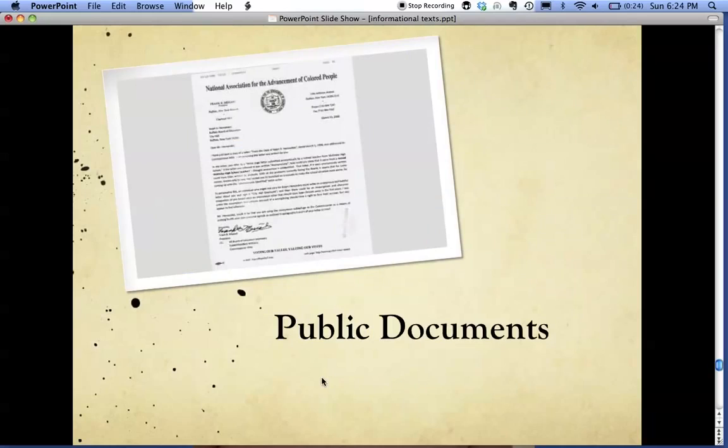The next branch is public documents. Public documents, the purpose is to provide knowledge to people who live in a specific country, state, or city. And the information that they get is very important to the way that they live their life. And the people who would be interested in this type of text are people who need important information about the place that they live in. So public documents, an example would be like a law or a sign on the street. These are public documents. They inform you about the place that you live in.